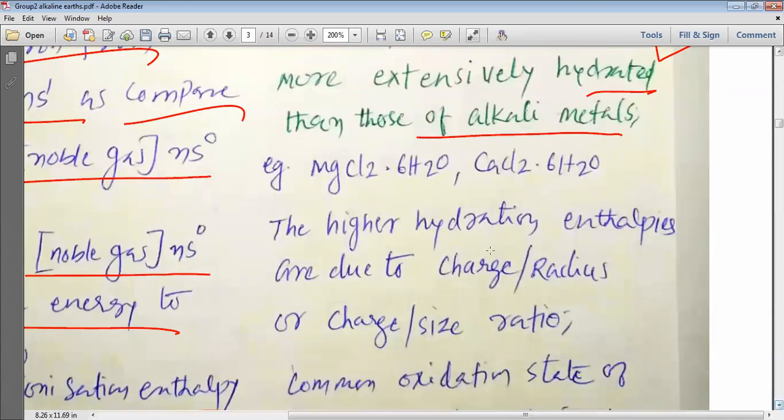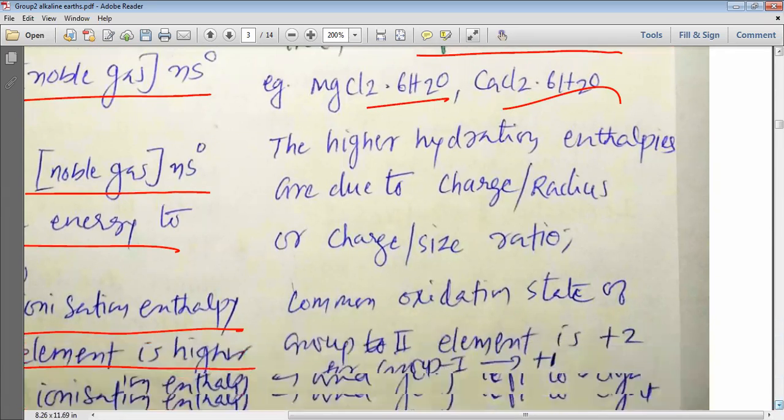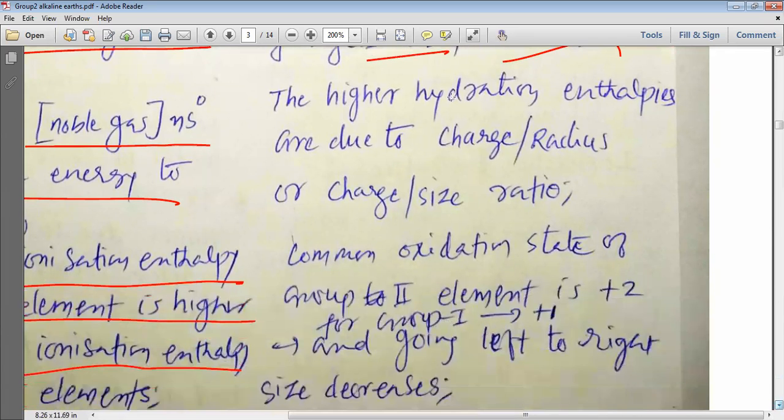You can see that you can have MgCl2·6H2O and CaCl2·6H2O. These kinds of salts are possible with the alkaline earth metals, and they are more hydrated. The higher hydration enthalpies are due to the large charge to radius ratio, or charge to size ratio.